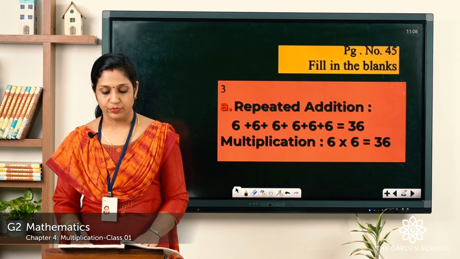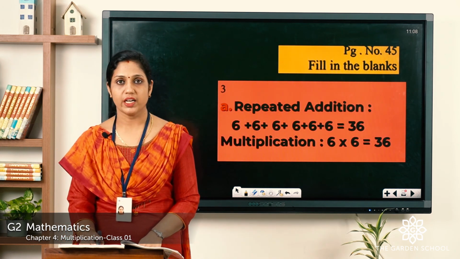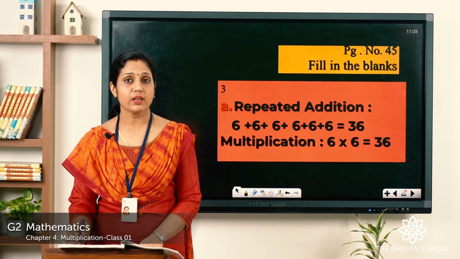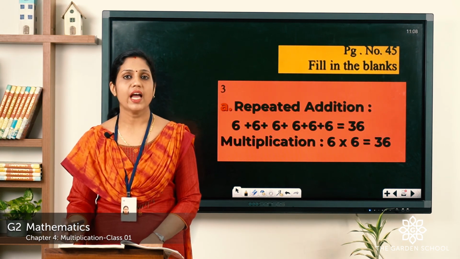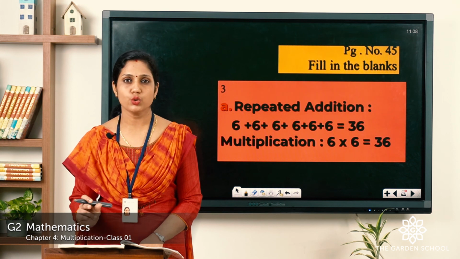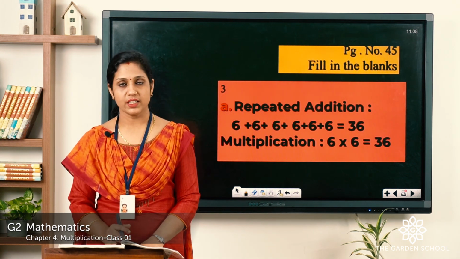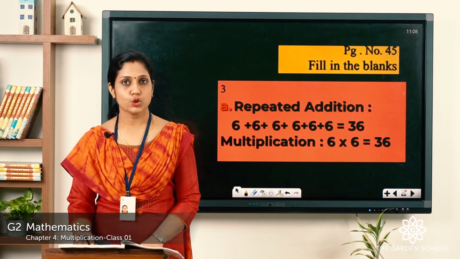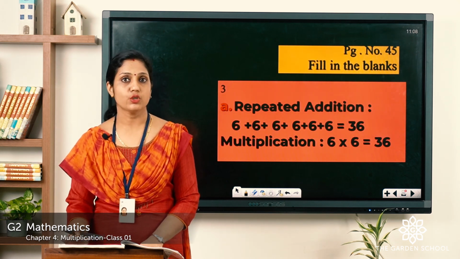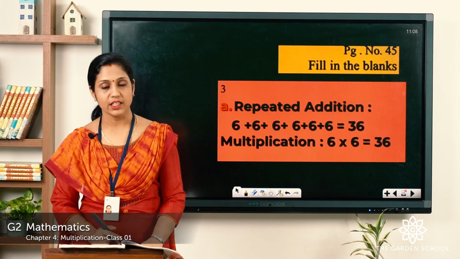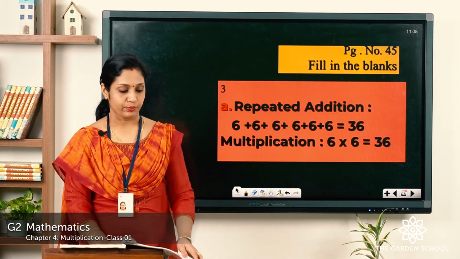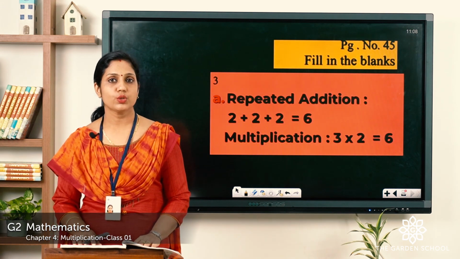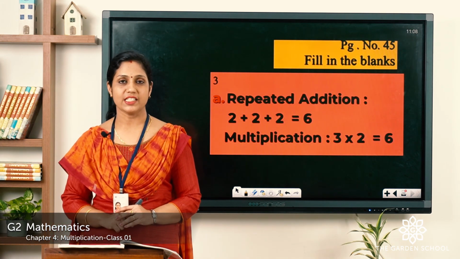Moving on to B, dash groups of dash girls each. So you have 3 groups of girls you can see, and in each group you can see 2 girls. So how can we write this in a repeated addition form? You can write it as 2 plus 2 plus 2 is equal to, find out the answer. And then the multiplication, you can write it as 3 into 2 is equal to, write the answer there.